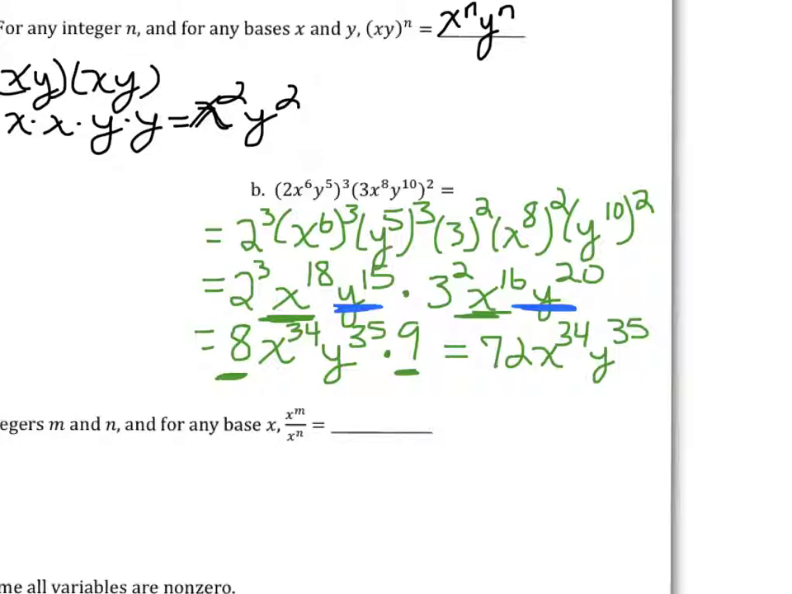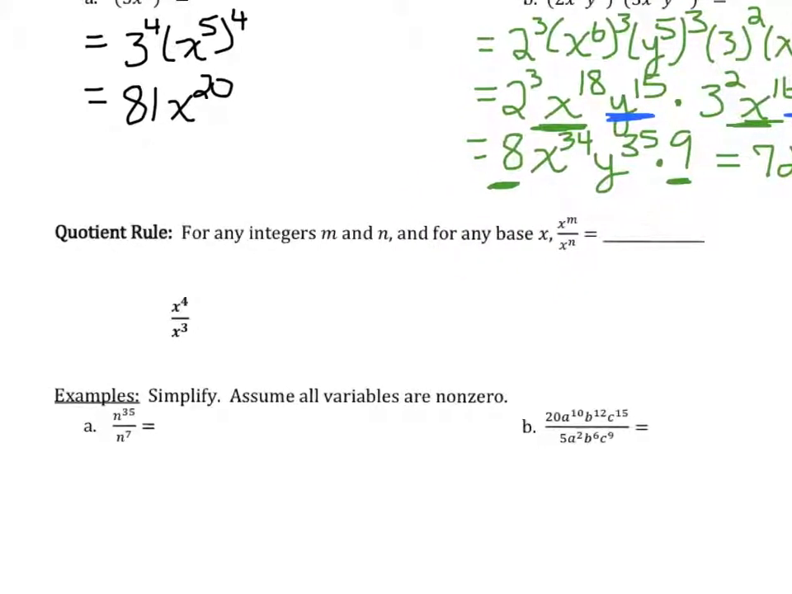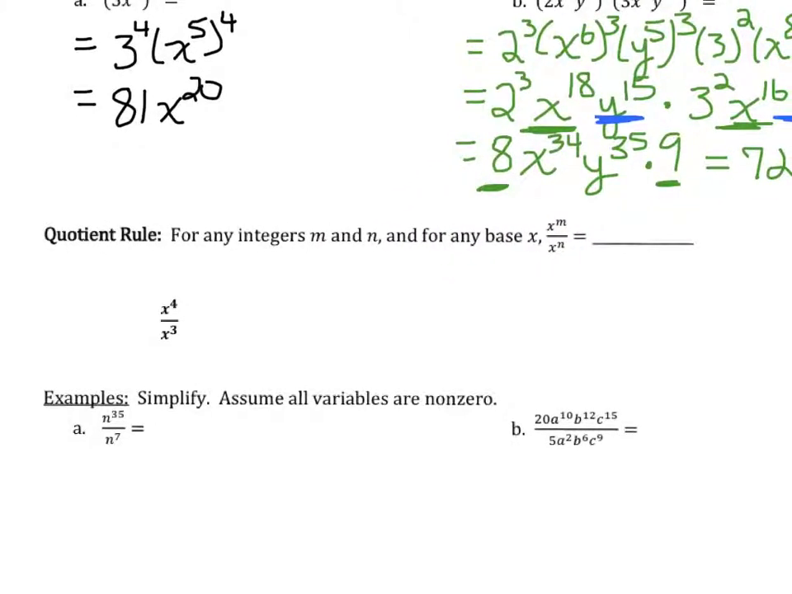All right. Let's go to our next rule, which is called the quotient rule. It says that for any integers m and n, and for any base x, x to the m divided by x to the n. Let's see what's happening here. When I see x to the 4th over x to the 3rd power, if I want to simplify, let's say that we don't know any rules here. I'm going to have 4 x's multiplied on the numerator and just 3 x's multiplied on the denominator.